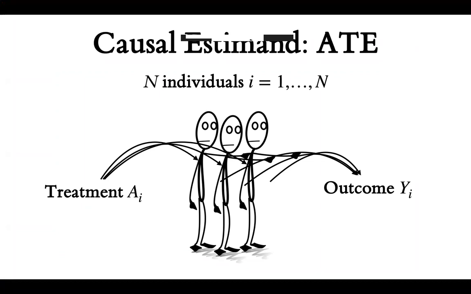Y subscript i. So you can imagine that you have maybe 100 patients in a hospital, and for some of them, you've given the treatment, and some of them, you've not given the treatment. And for each of them, you've observed the outcome.